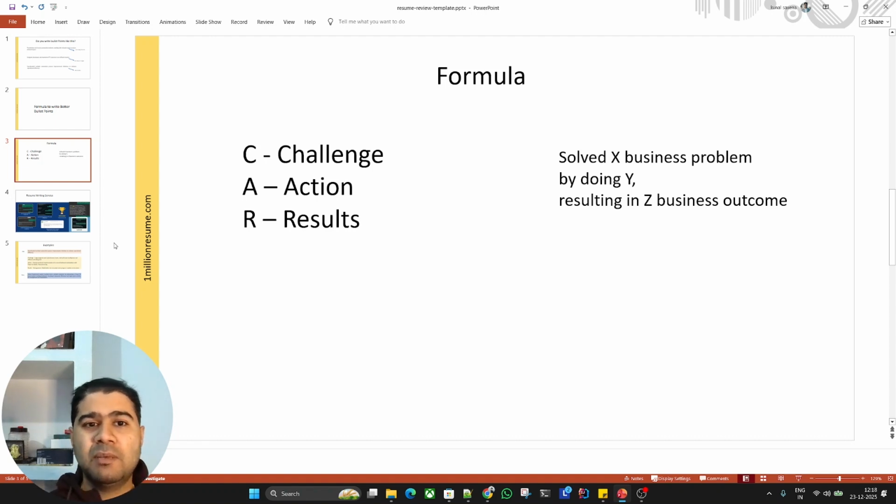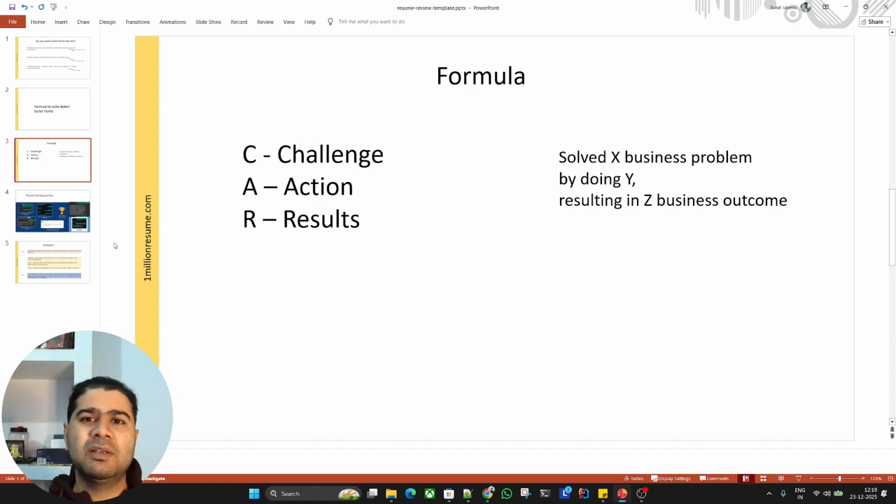Now how will you implement this formula into your bullet points? For simplicity, your bullet points should sound like: solved X business problem by doing Y, resulting in Z business outcome. This provides all the context that your bullet points are missing.